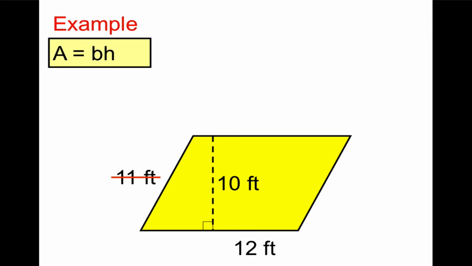So each time we solve one of these area problems, we write the formula A equals B times H, and we plug in the length of the base is 12, and the length of the height is 10. So this will be area equals 12 times 10. Then we do the arithmetic. 12 times 10 is 120, and we put the appropriate label. In this case, it's square feet. The area of this parallelogram is 120 square feet.